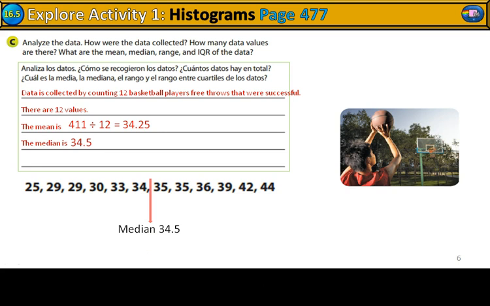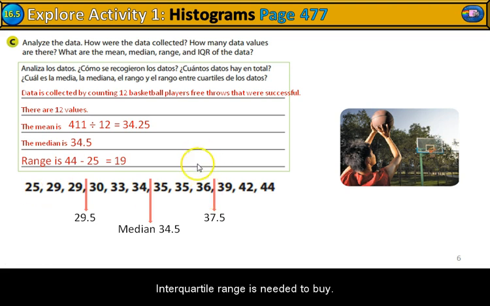What about the range? Well, it's the distance from the greatest value to the least value. In this case, it's 44 minus 25. We get 19. And for our interquartile range, we need to find the left and the right medians of those halves.